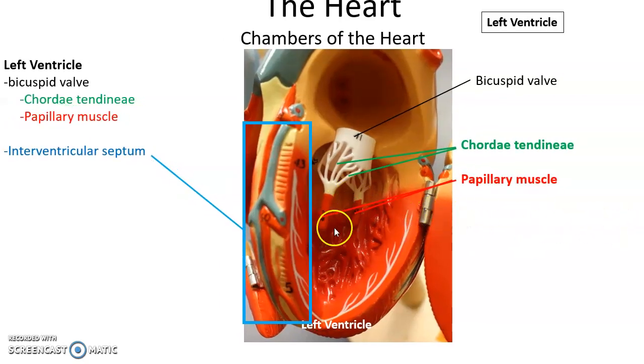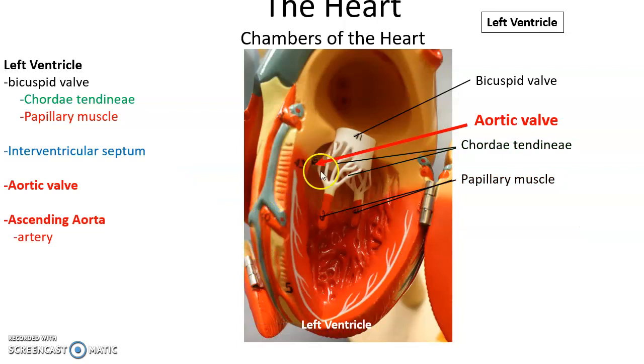Again, similar to the right ventricle. And then also, of course, the big interventricular septum still present. And then deep in there, you can't see it that well in this image, but deep in there is another valve, the aortic valve. The aortic valve lies between the aorta and the left ventricle. So as blood leaves the left ventricle, it goes up and passes through the aortic valve and enters the ascending aorta.